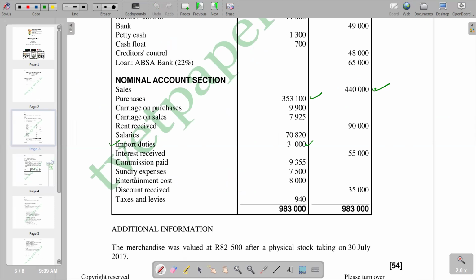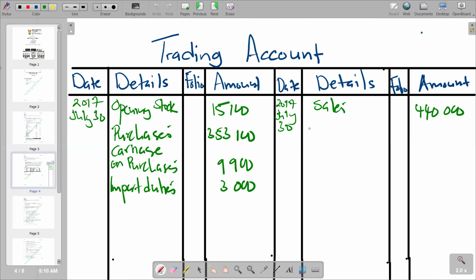trading account. But if you go to additional information, you see that we've got our closing stock, which is merchandise valued at 82,500 rands. And it's on 30 July 2017, which is the date representing our closing stock. So closing stock should be on the credit side. So we go to the credit side and we are saying closing stock, and the figure that we have is 82,500. So this is what we have.